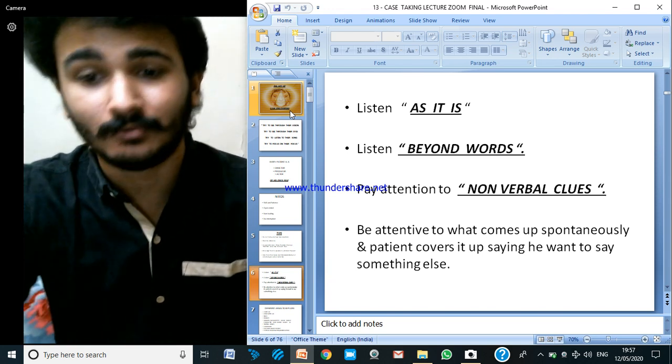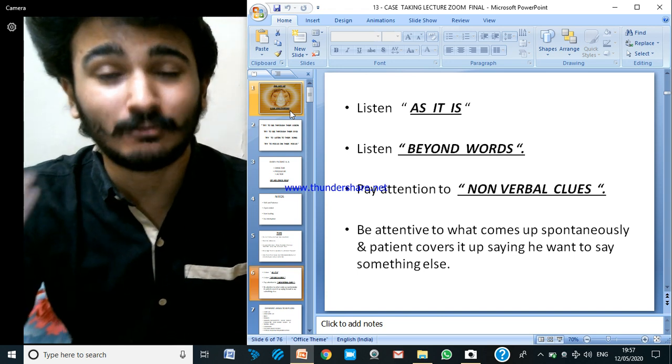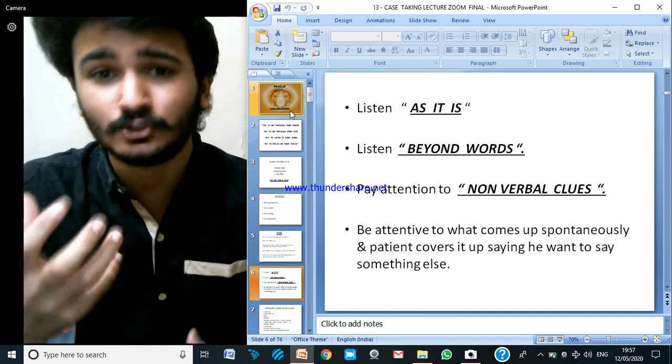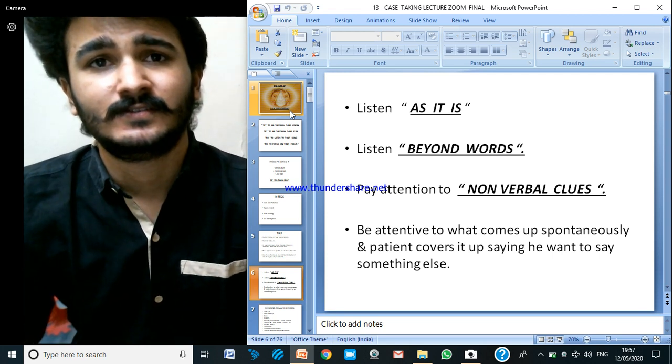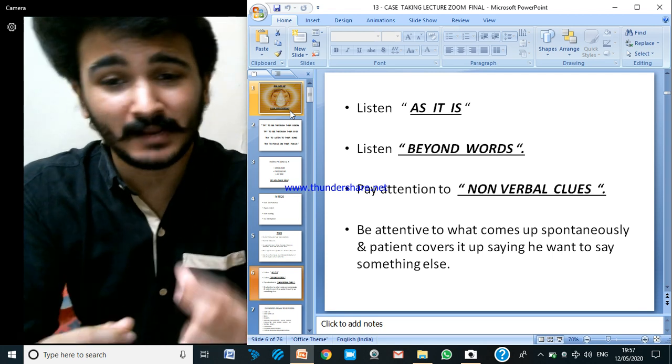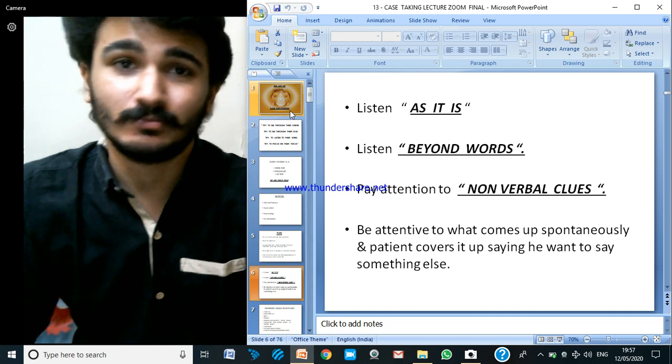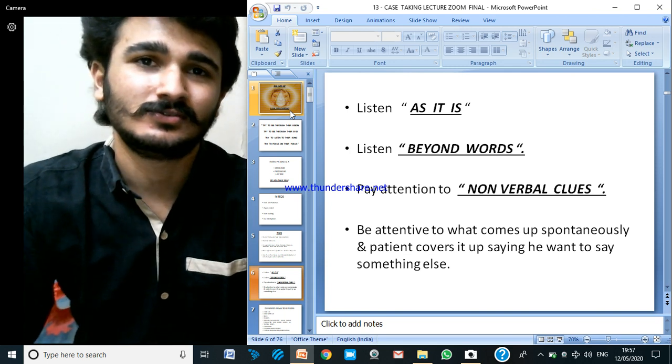So listen beyond their words. What is the patient trying to portray? What is he trying to say? What is he trying to show? Generally people can show with their hands, with gestures. We have to pay attention to minute clues, some non-verbal clues also sometimes.